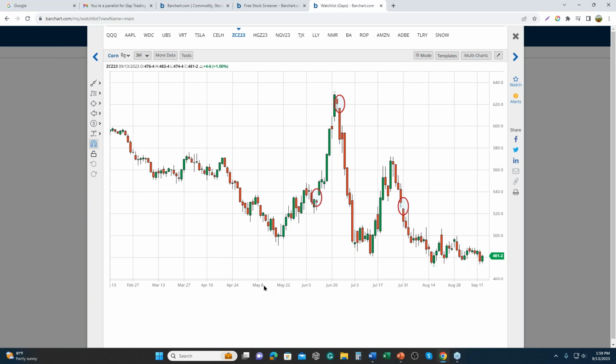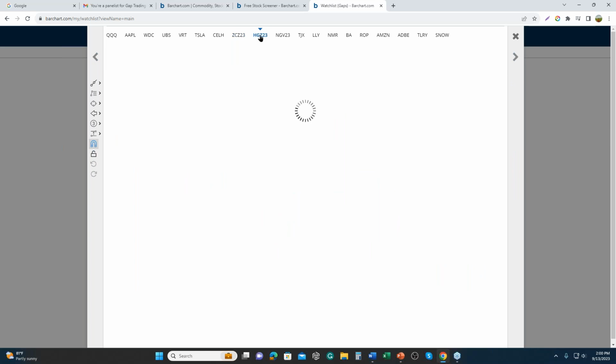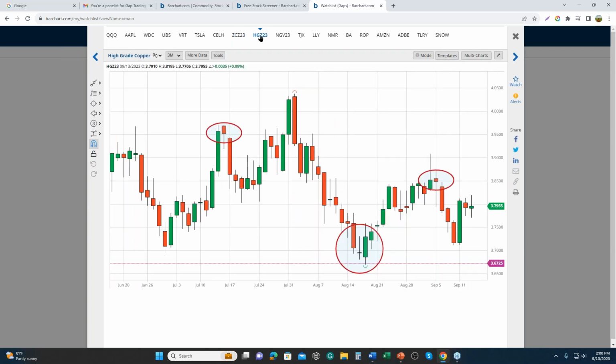And so you can see here, I'm looking at corn, and there are a couple of gaps that are very obvious to us, right? We can see them on our charts, and notice the price action that came after that gap. Now, there is this concept when we start looking at gaps and inside gaps, there's a little bit of difference in the way they are created in terms of futures markets.